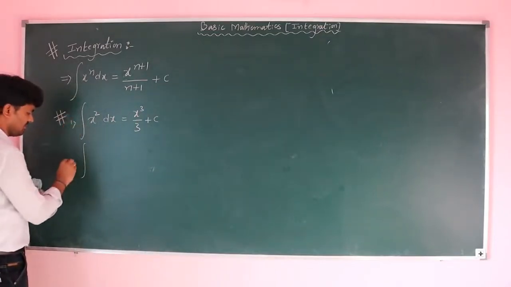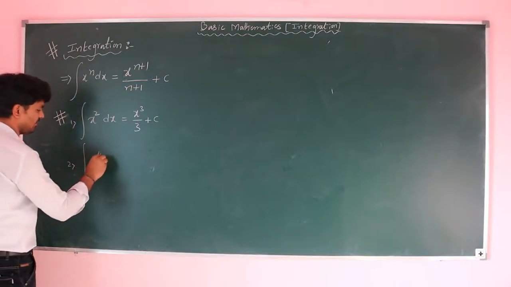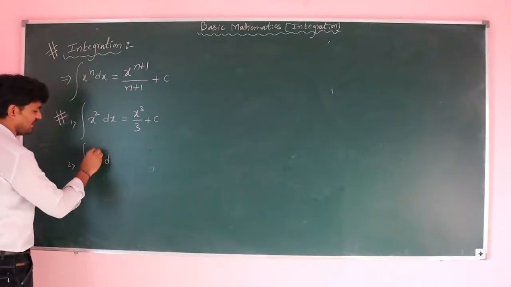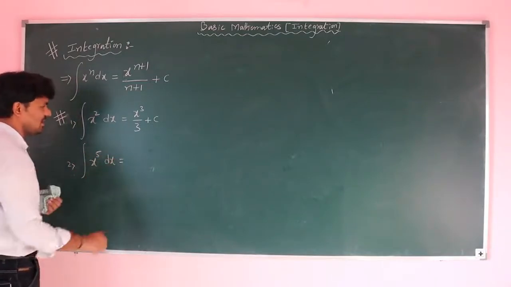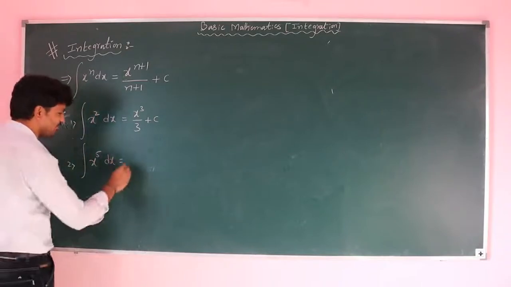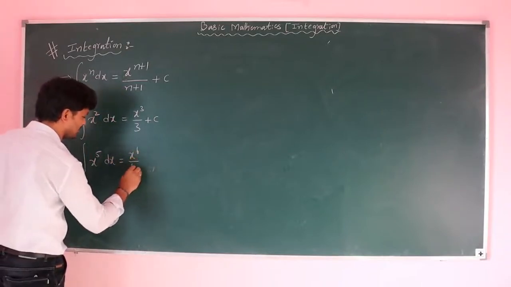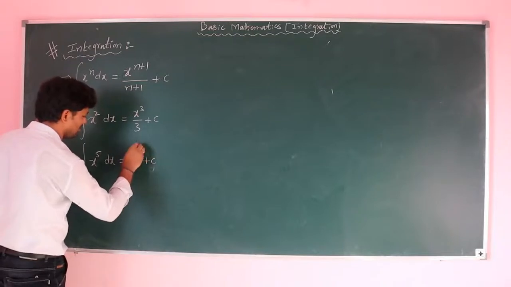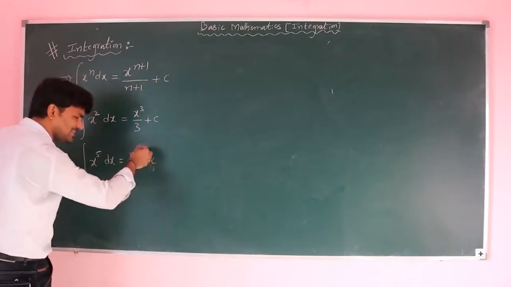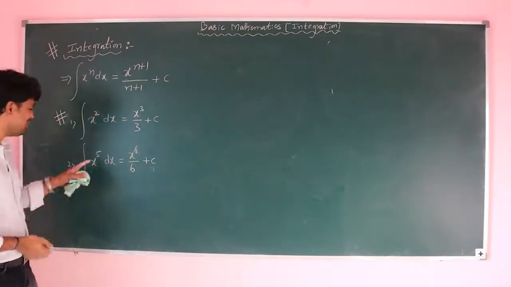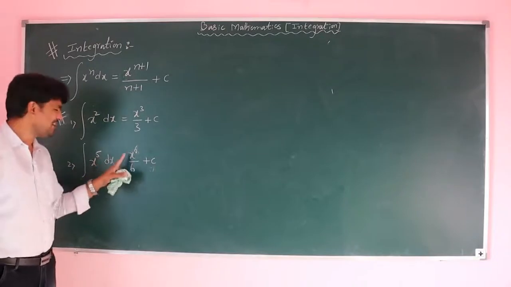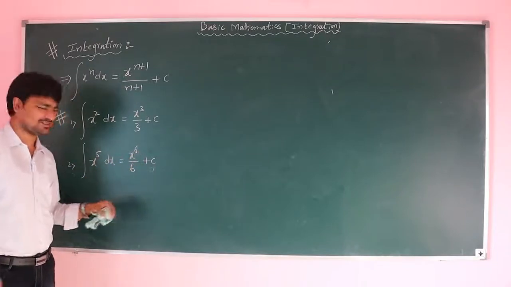Integral x power 4 dx or x power 5 dx, you can take. Integral x power 5 dx, how much will you get? x power 5 means x power 6 by 6 plus c, because the formula is x to the power of n plus 1 by n plus 1. Here, n is 5, so 5 plus 1 is 6, by 6.